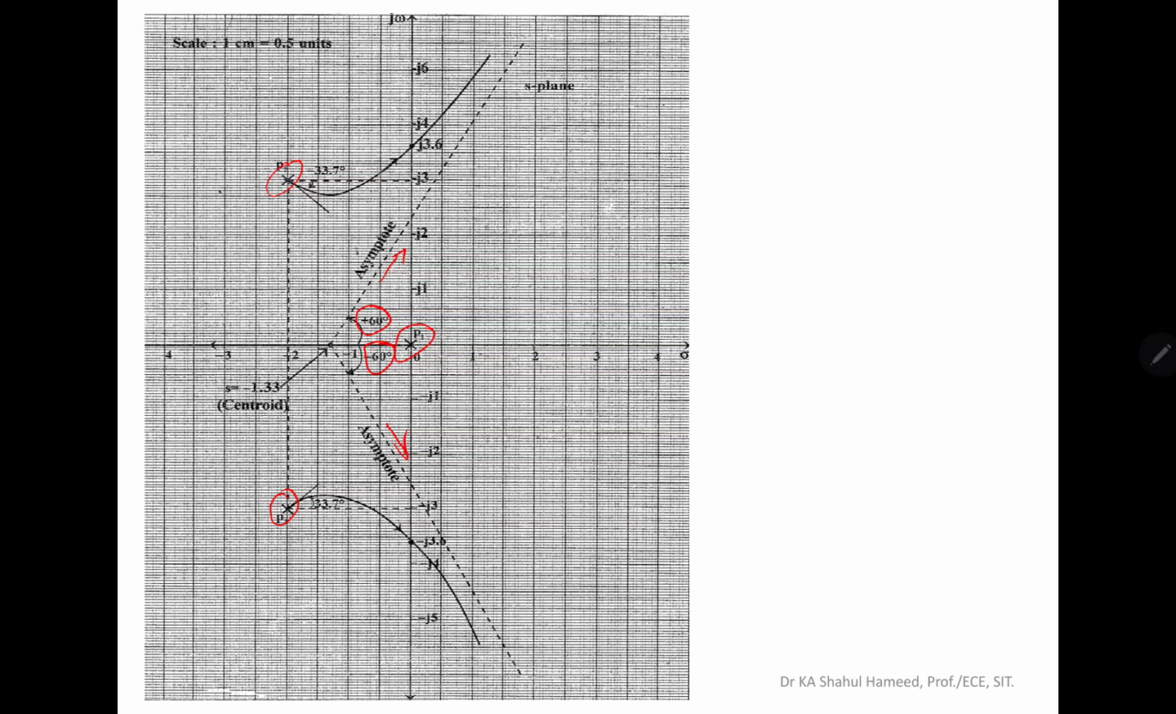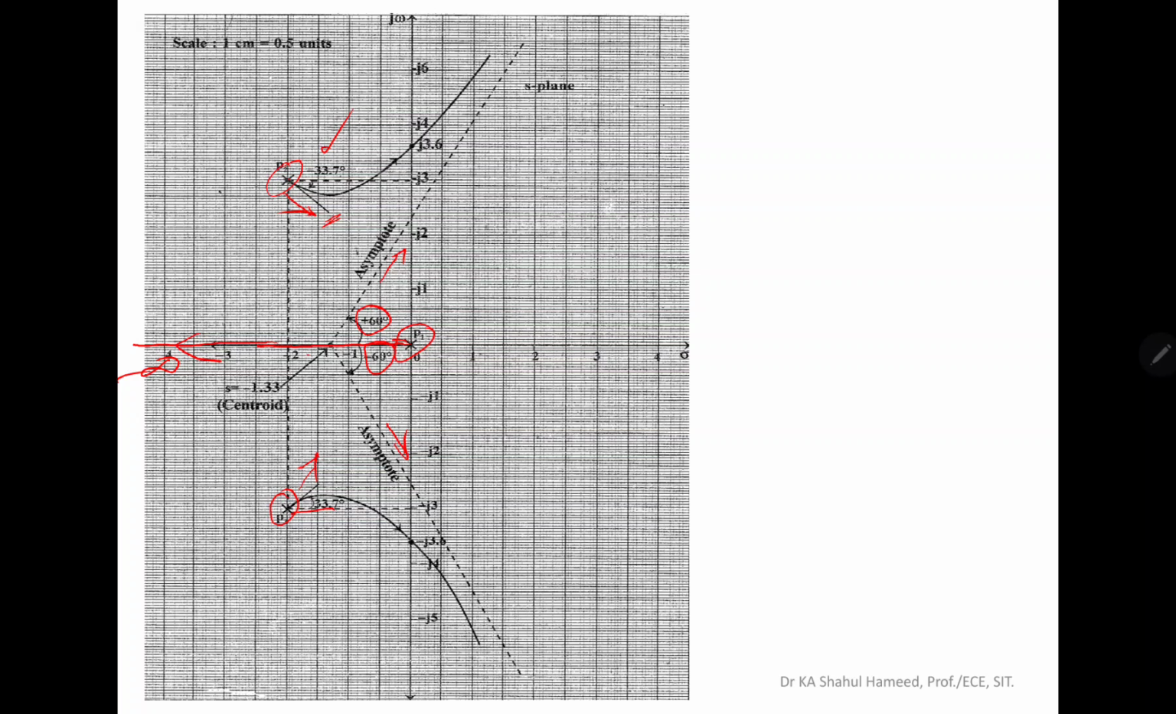Then we have to draw the angle of departure. The angle of departure for P2 is 33.7. So just using a protractor, you have to find the minus 33.7 line, and this is the angle of departure for P1, and again you have to find the plus 33.7 line, and this is the angle of departure for P3. And already we have identified a root locus branch on the negative real axis, and this is the branch, and it starts from pole P1 and ends at minus infinity.